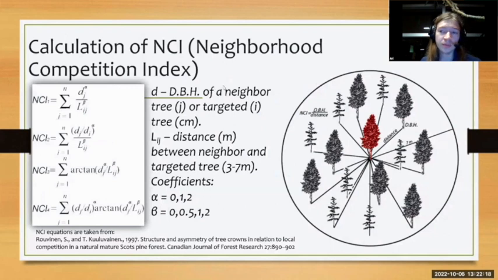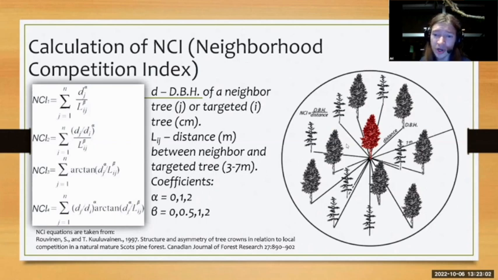The main part of my study here was to look at the competition. In order to do that, I calculated the so-called NCI, the neighborhood competition index, a detailed explanation of which is provided in the paper of Rowan and Kuuluvainen, 1997. Basically, how it was done is shown here on the right, in the picture. There is a focal tree highlighted in red. It's a tree which was sampled for stem analysis and cut down, within a circle of radius of 7 meters.